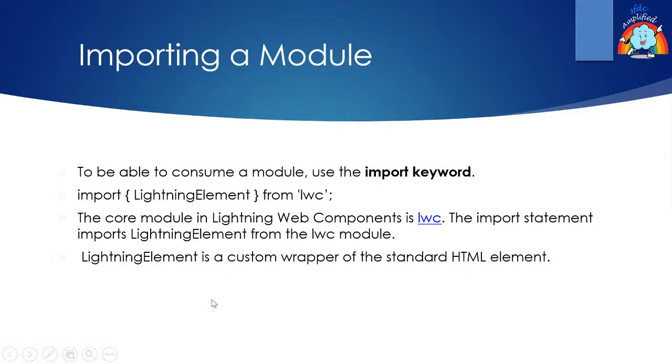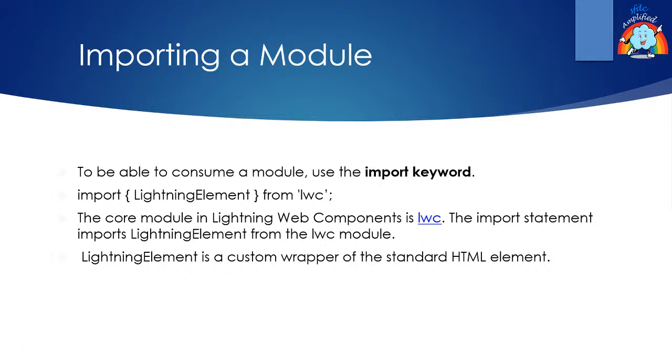Now we had a line called import LightningElement from lwc. So that is importing a module. To be able to consume a module like a file, we use the import keyword. So here we are using import LightningElement from lwc. lwc is nothing but the base module from which we are importing the LightningElement. So the core module in Lightning Web Component is lwc. The import statement helps in importing it.